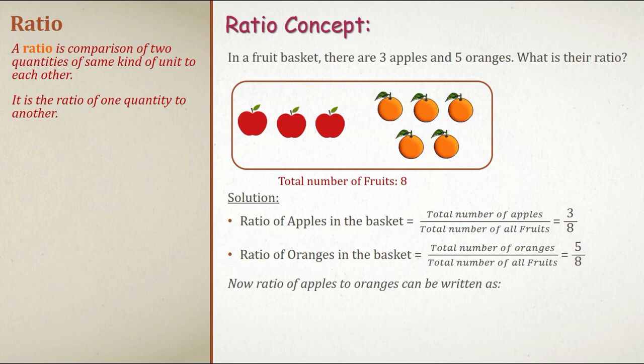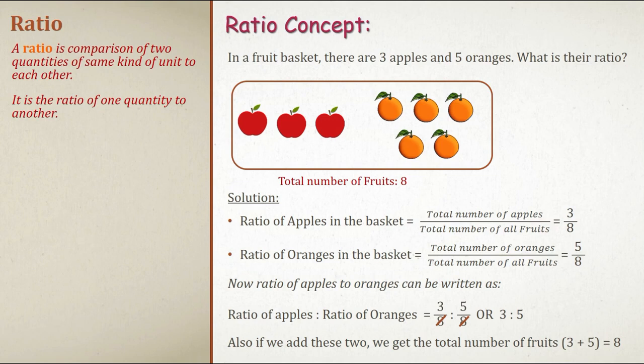So again, ratio of apples to oranges can be written as ratio of apples is to oranges, which is 3 by 8 is to 5 by 8, or 8 gets cancelled and we get the ratio as 3 is to 5. Also, if we add these two, we'll get the total number of fruits, which is 3 plus 5 is equal to 8. So it is simply that out of 8 fruits, 3 are apples and 5 are oranges.